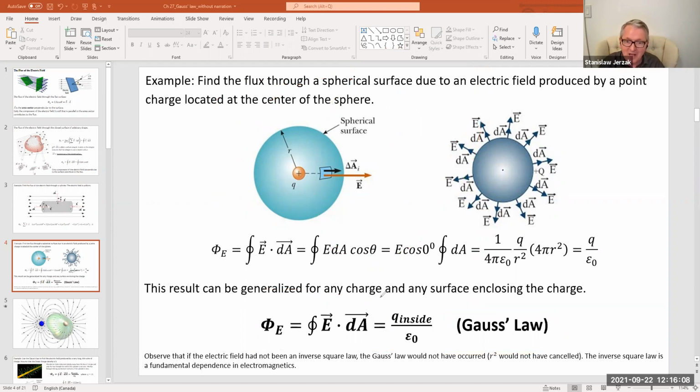You must be overwhelmed by its significance, probably. So any questions? If you don't have any questions, we will now do a few examples, and you will see how Gauss law can be used to calculate electric field.